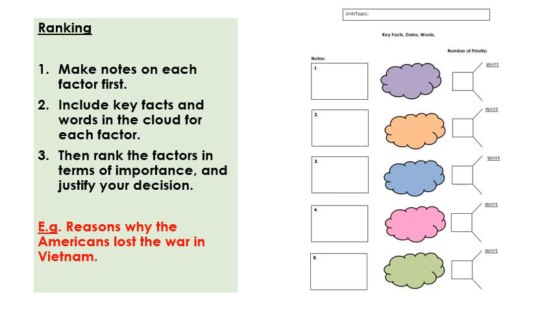Then, for each factor, we'd include in the cloud in the centre any key facts, dates or words that were really important in terms of demonstrating our knowledge. We would then rank on the right hand side the order of their importance, so 1 being the most significant factor, 5 being the least. And of course the why is then encouraging students to justify their ranking and their placement.